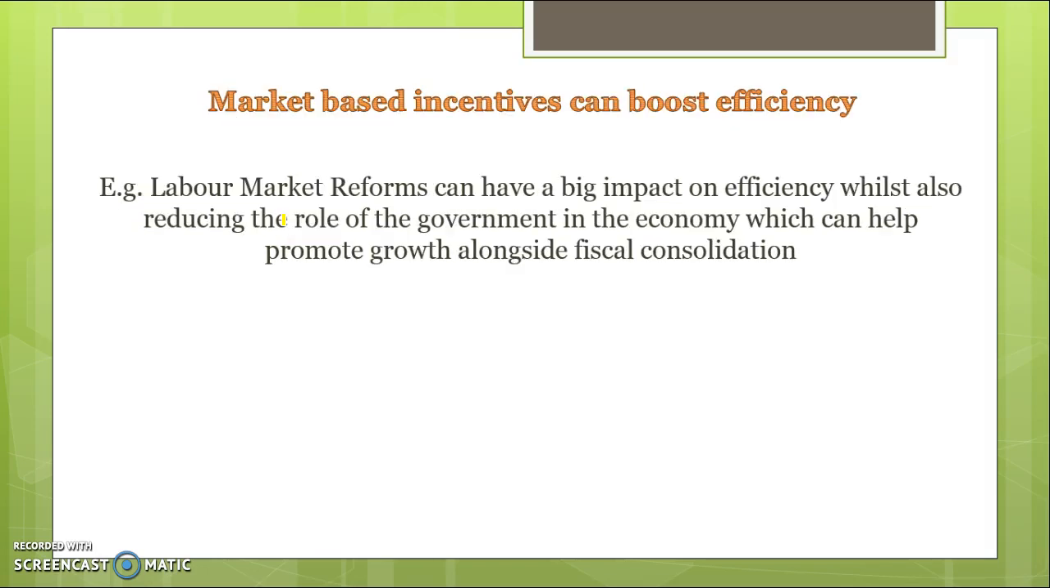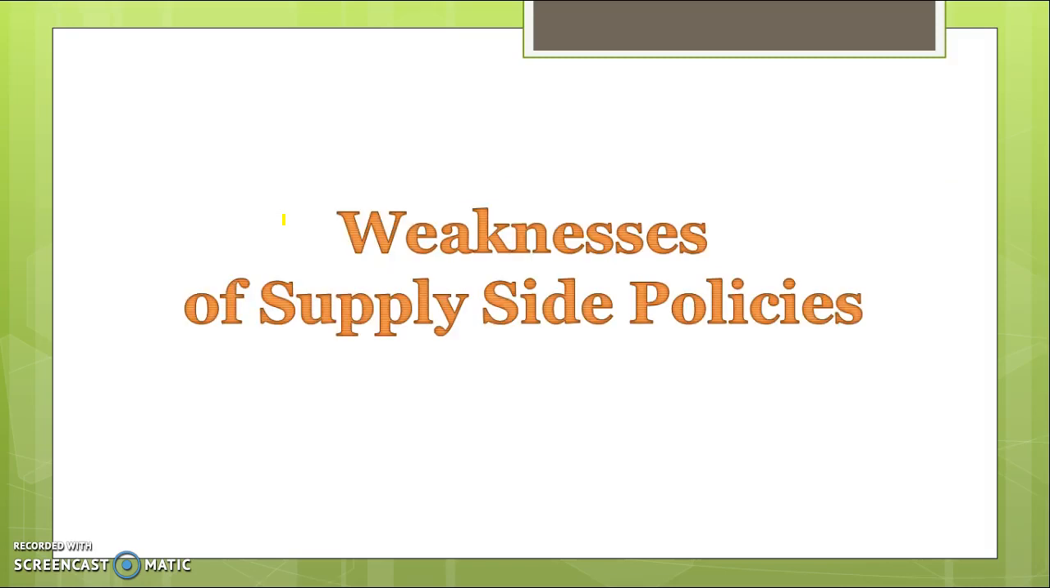And finally, a lot of market-based incentives. So if the supply policies are related to getting rid of government intervention, they can have a big impact on efficiency, whilst also achieving fiscal consolidation. So some policies about removing government intervention can help to improve efficiency, improve our aggregate supply potential, but can also help with fiscal consolidation by removing government intervention in the market and potentially removing government costs in some instances. That's it.